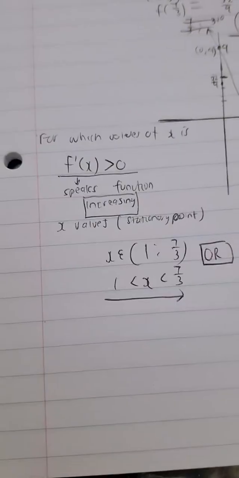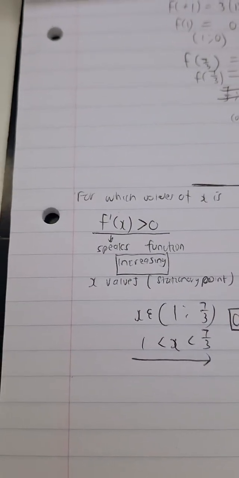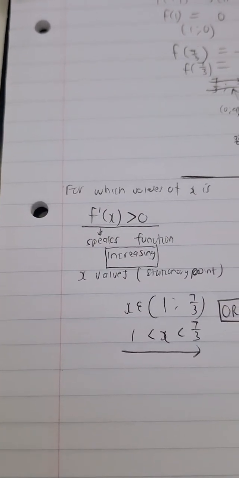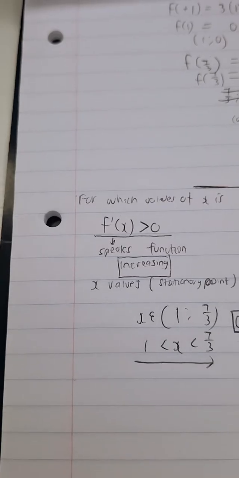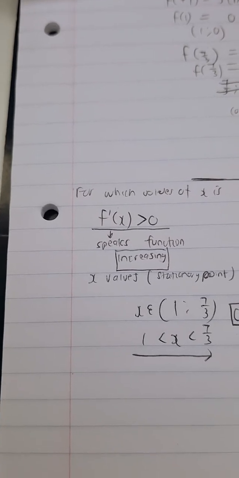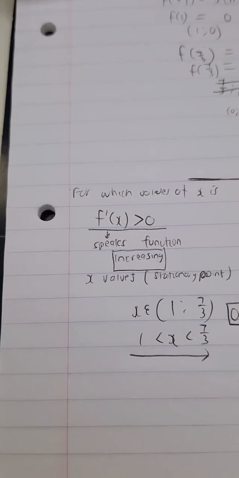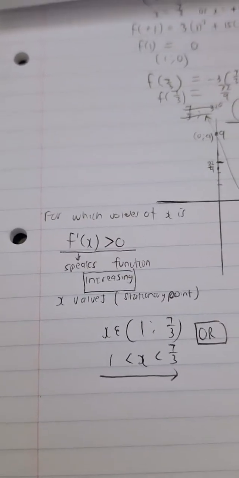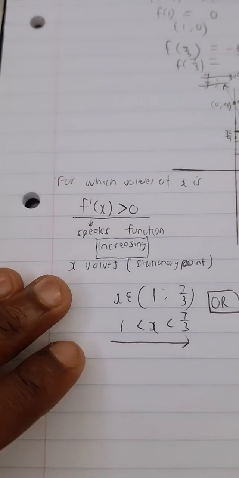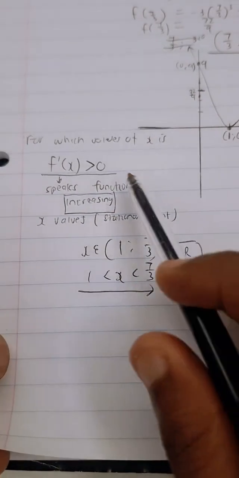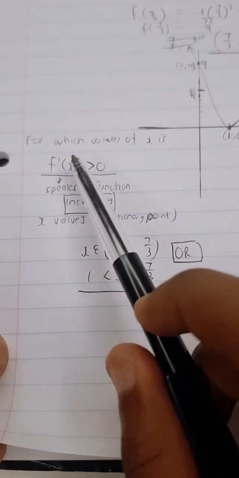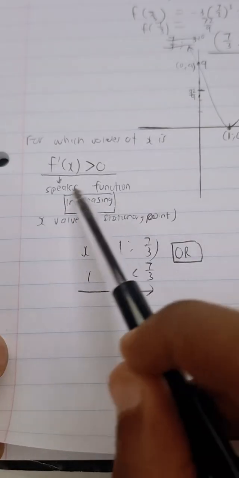Is it making sense, guys? I hope it is. All right. Please, guys, if they had said f prime x less than 0, then we would be looking at where the function is decreasing.